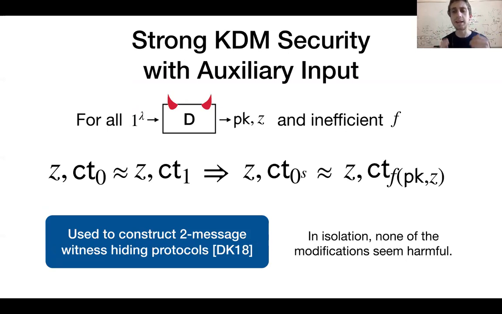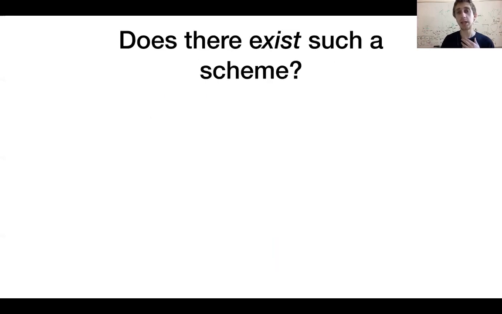And I want to point out that in isolation, none of these strengthenings to the standard KDM security seem too harmful. It's reasonable that, again, as long as the encryption scheme isn't contrived, maybe there's a natural encryption scheme that can satisfy this requirement. And so what we ask in this work is, does there exist such a scheme? Is this a valid assumption to make or something to use in protocols and applications moving forward?